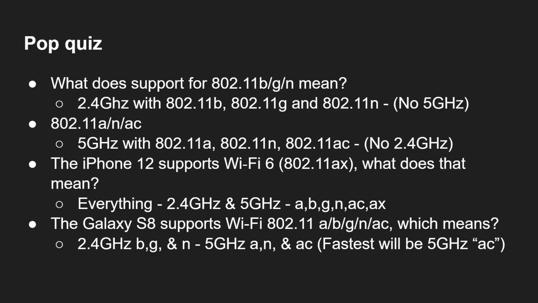802.11abgnac. That means it supports 2.4 gigahertz b, g, and n. It also supports 5 gigahertz a, n, and ac. So notice that the n is common. And ac will be the fastest because it's the fastest version of what you get for 5 gigahertz. But basically, it will connect to just about anything else. At the time, of course, since then we've had AX Wi-Fi 6 added.